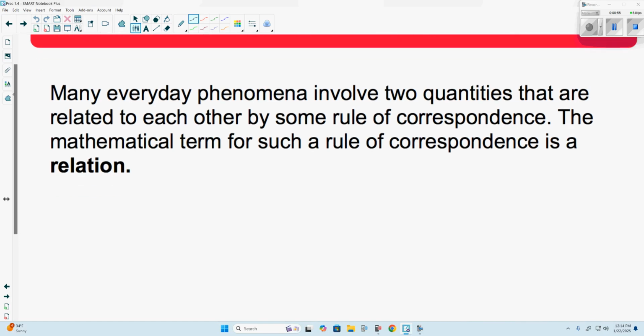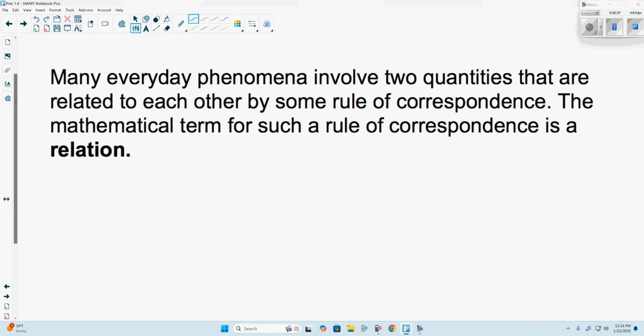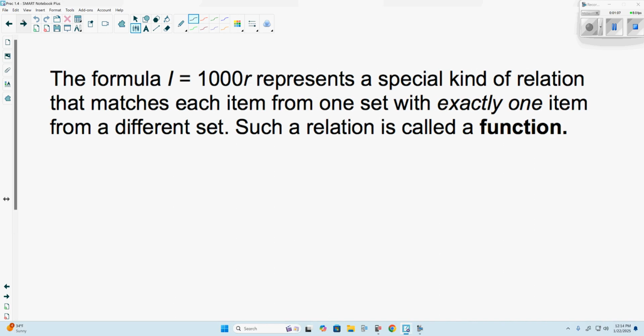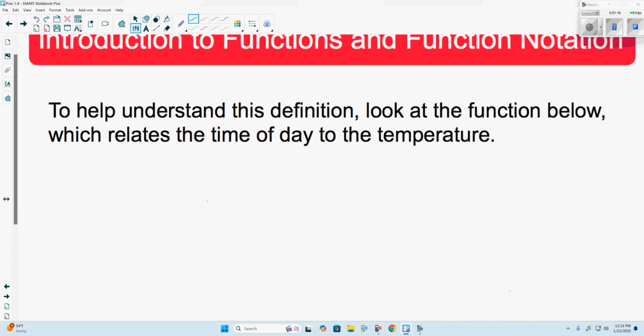Introduction to functions. Many everyday phenomena involving two quantities that are related to each other by some rule of correspondence is going to be considered a relationship, a correspondent relationship. We do have formulas, functions, like this here represents a special kind of relationship that matches each item from one set to exactly one item from another, which is called a function.